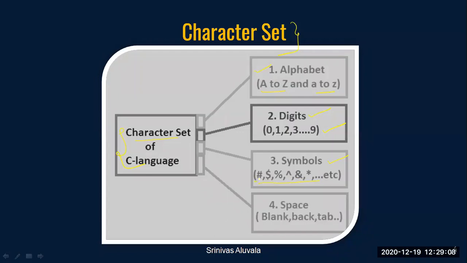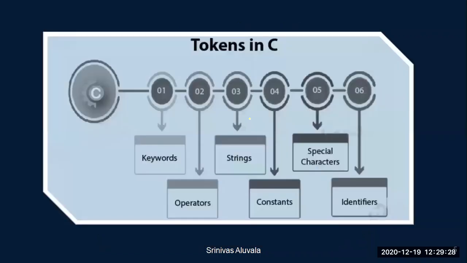For example, as we have already come across, the hash is used to include the header files. In a similar way, the fourth character set is backspace, blank space, tab space. Right now we already used backslash n. Backslash n also comes under this fourth character set, the escape sequences. So this is the character set we can use as a part of C programming.